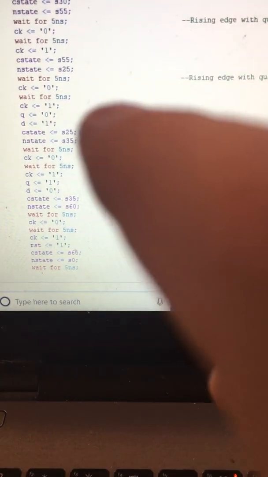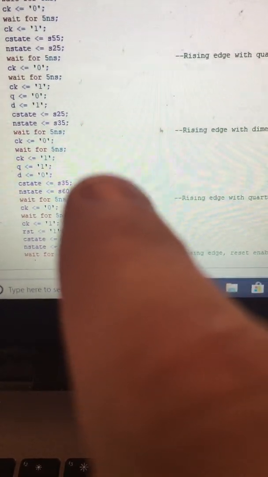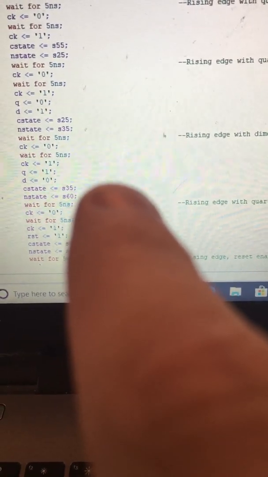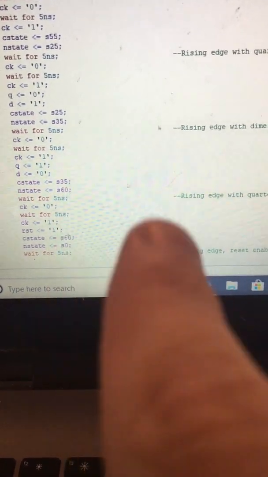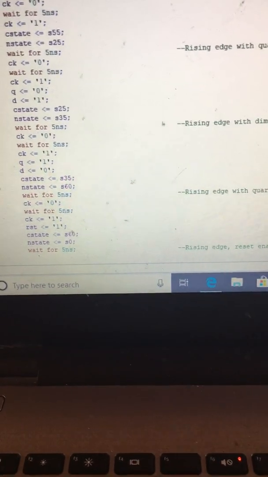At the next rising edge, a dime is inserted, so the next state is state 35. And at the next rising edge, a quarter is inserted, so the next state is state 60. And at the next rising edge, it's state 60.